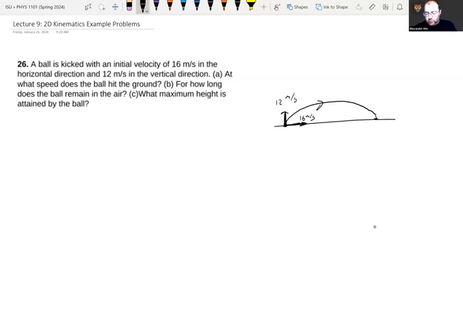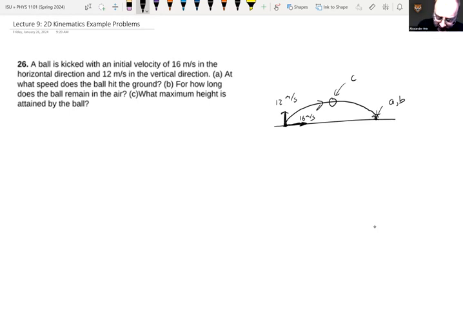Another important thing is that for A and B, we're looking at the total path. So if we're looking for the speed at which it hits the ground, that's going to be at the end. And if we're looking for how long it's in the air, that's also going to be at the end. If we're looking for maximum height, that is the final location for C. So it's important that we're going to have a slightly different problem depending on whether we're doing A and B, or C.